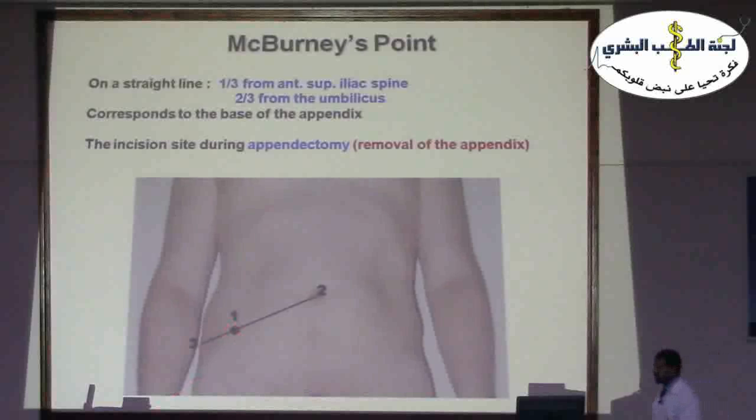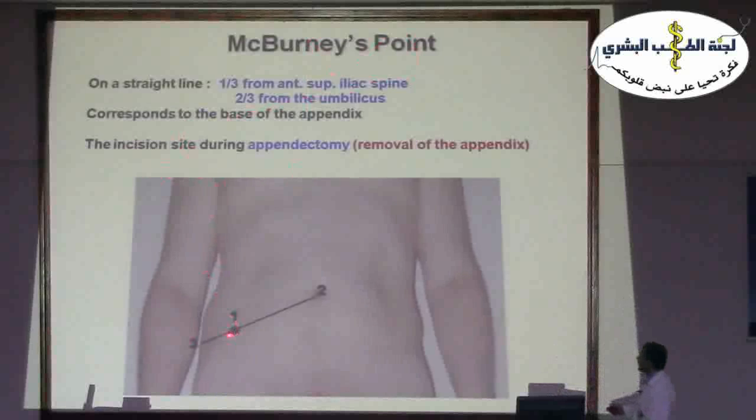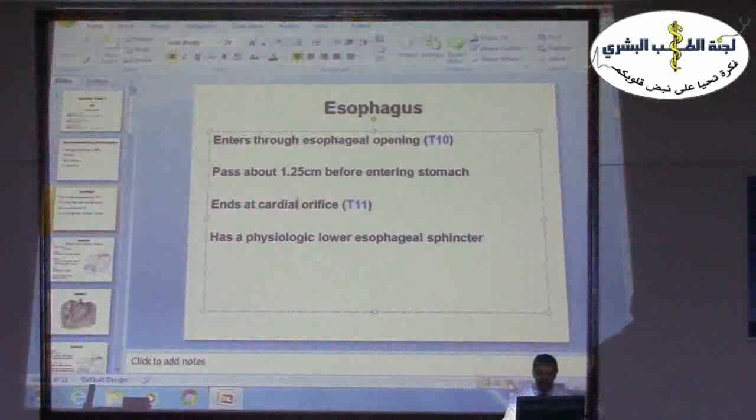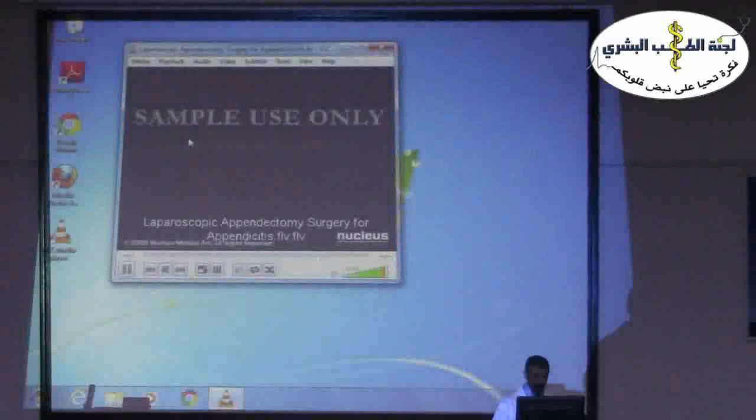This point where you do your incision, we call McBurney's incision. So McBurney's point is the point that corresponds to the base of the appendix on surface anatomy, and it's located 1/3 from the anterior superior iliac spine and 2/3 from the umbilicus. This is for open appendectomy. What about laparoscopic appendectomy, which is a much easier procedure? So just follow with me on these last two videos and we will finish.